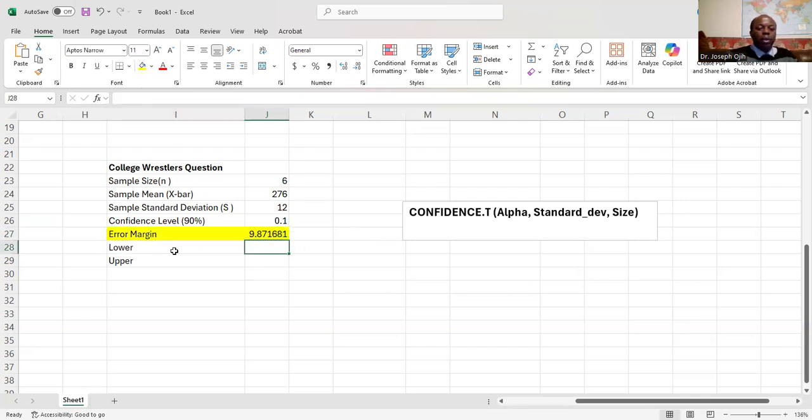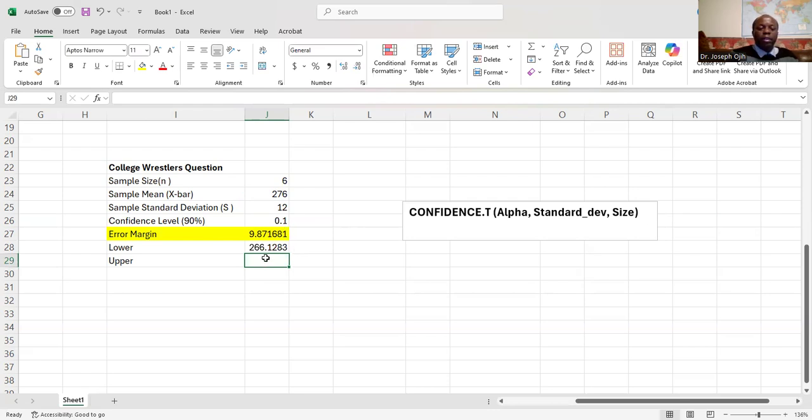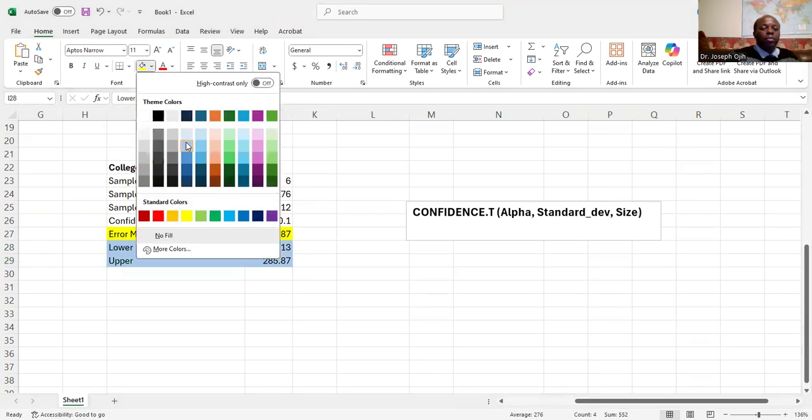Now you can get the lower interval by just subtracting the error margin from the mean, equals sample mean of 276 minus the error. Press the enter key, gives you the lower interval. And this here, to get the upper interval, just add 276 plus the error margin. Okay, press the enter key. I made it all 2 decimal places, and then I'm going to highlight the lower and upper interval with a light blue, and then we can conclude.